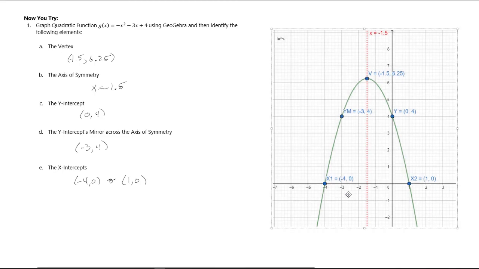All right, that's it. That's all we're looking for in this. I hope that this has been helpful in remembering what these points are by their names, and that you can use GeoGebra to find this information whenever you need for these.